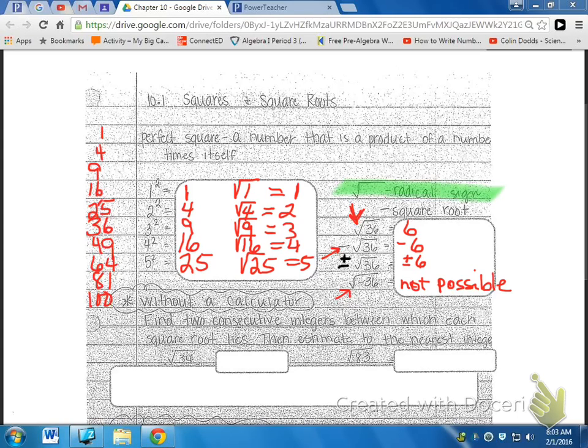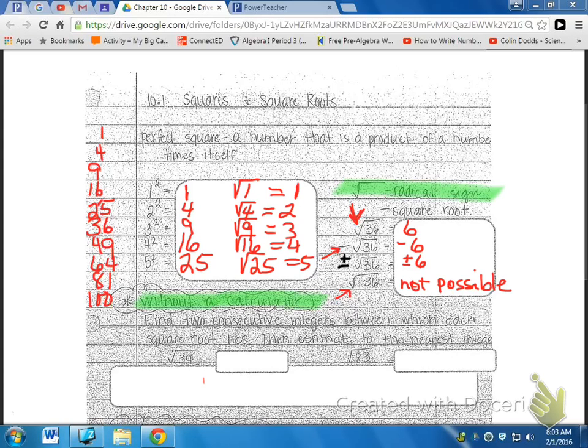So you have your list. This next part is without a calculator. When you take it on a quiz or a test, you will not be allowed to use a calculator on this part. It says find 2 consecutive integers between which each square root lies, then estimate to the nearest integer. So this first one says square root of 34. Look at our list over there on the left-hand side. Where does 34 fit in between? What 2 numbers?